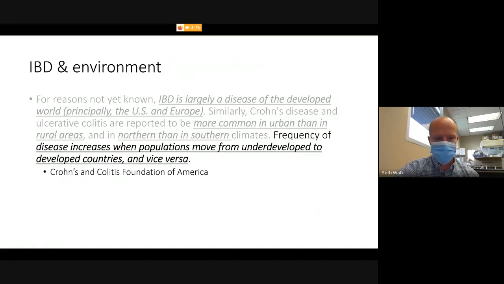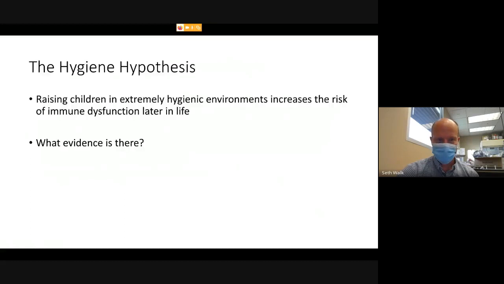And then finally, frequency of disease increases when populations move from underdeveloped to developed countries and vice versa. And this is really important. It's an observation, but it's very profound because this is how we would do science. We would ask, is this really an effect of where somebody lives, or is it an effect of the person themselves? But when people from an underdeveloped country move to a developed country, we see the incidence of disease, or how often that disease happens, increase, and vice versa. When folks from developed countries move to underdeveloped countries, we see the disease incidence go down. And that's very profound. Put together, these observations suggest that there might be an issue going on in developed countries that promotes IBD.